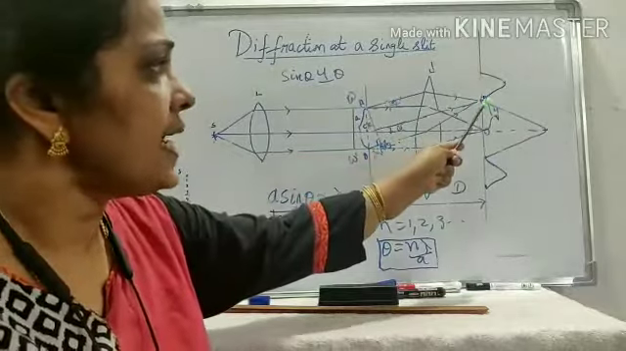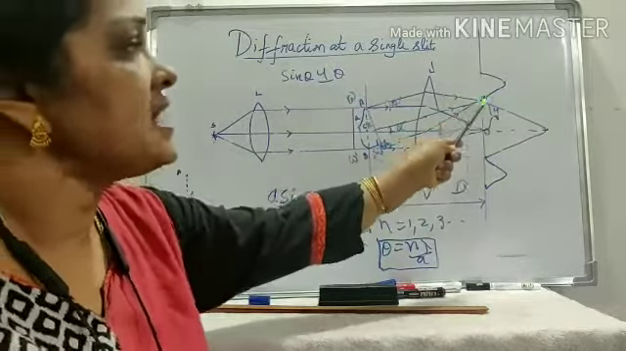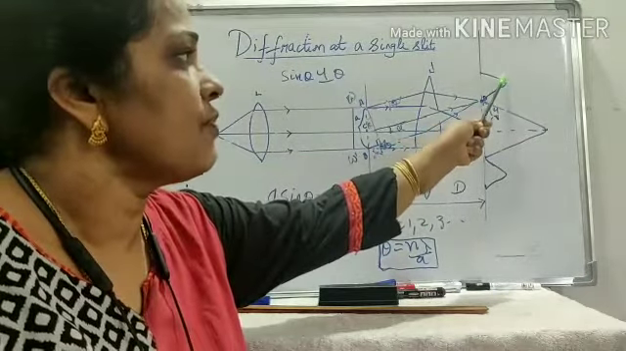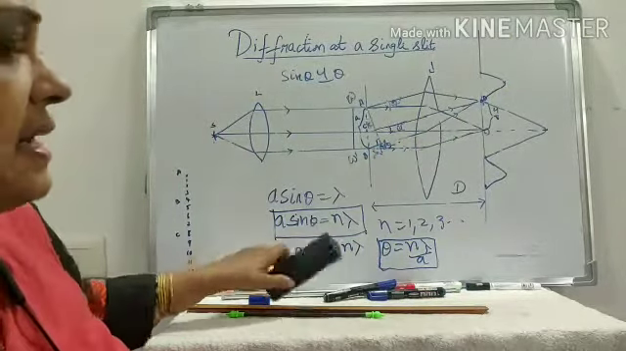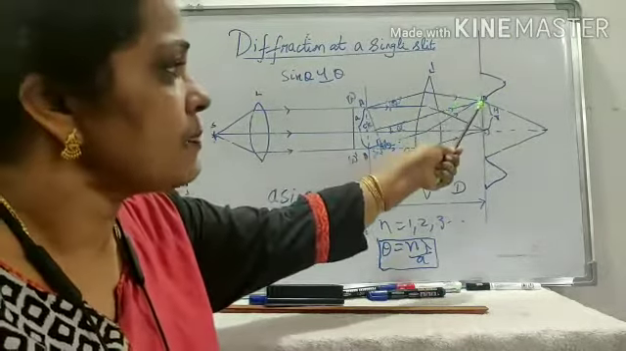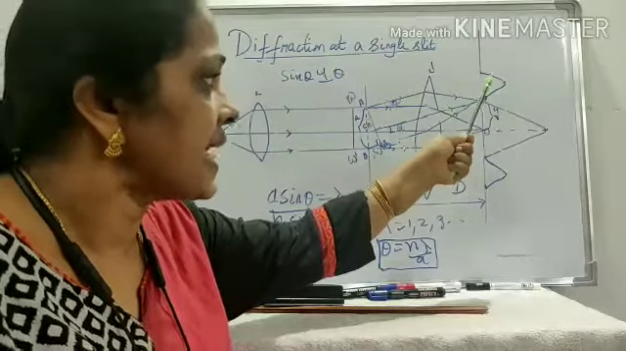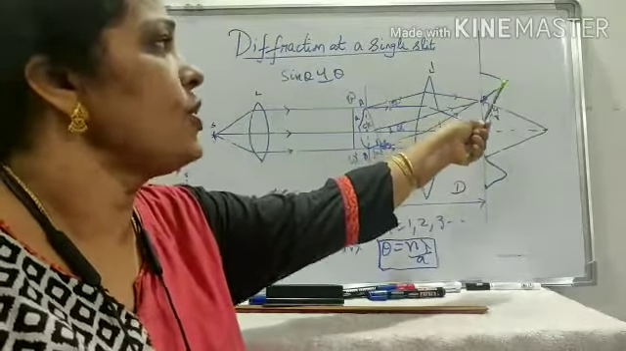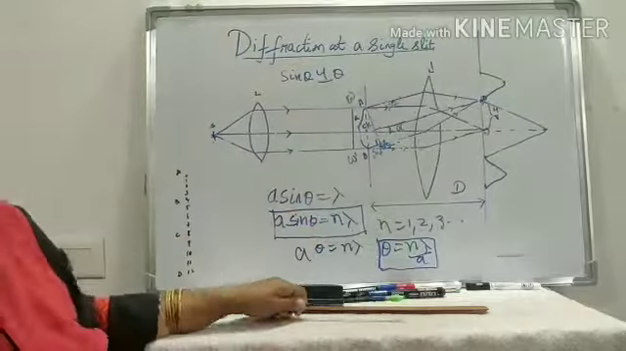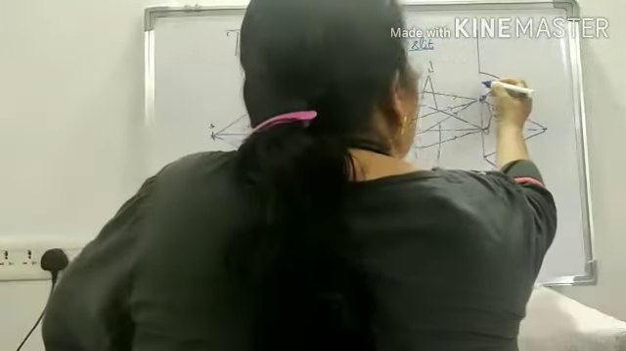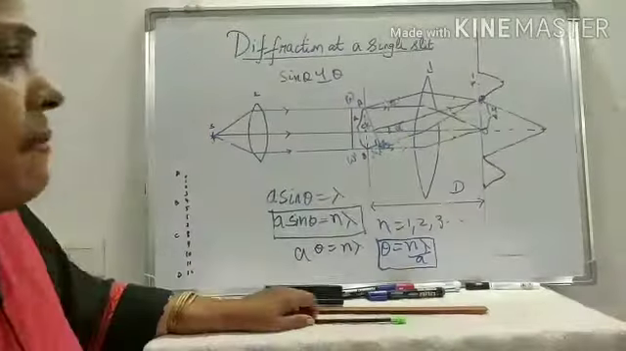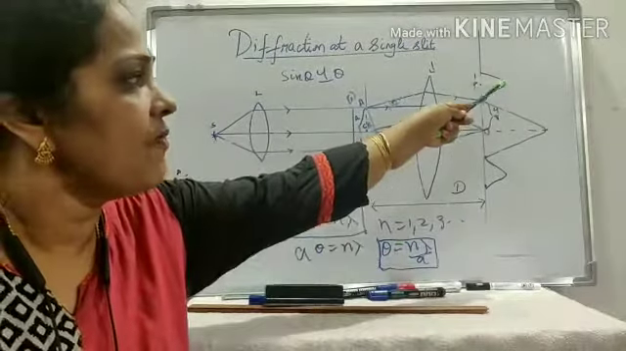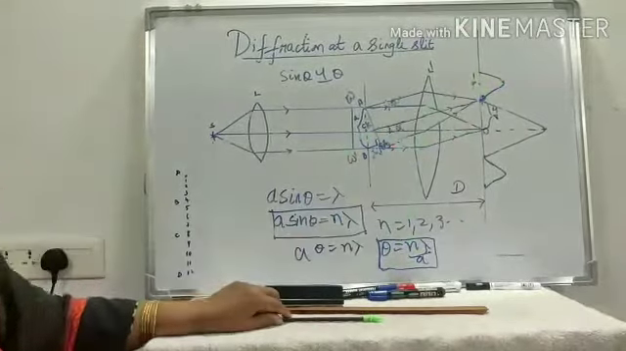Now we saw the condition for this minima. Next we have to see what is the condition for the next maxima. It is called the secondary maxima. The point P corresponds to the first minima. Then we are going to consider another point P dash. So at the point P dash, what do you get over here? Is it a maxima or a minima? From the figure it is obvious that you get a maxima.